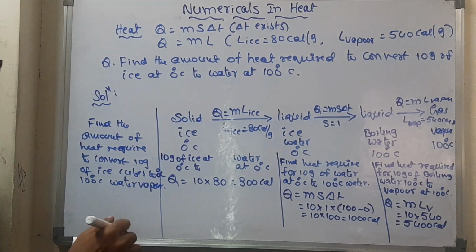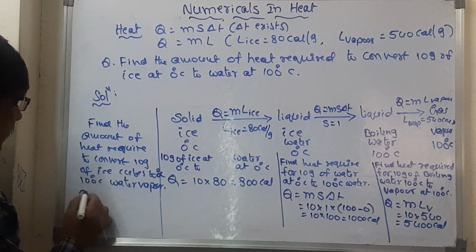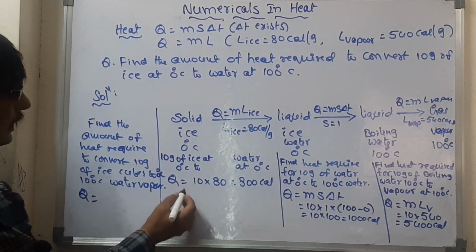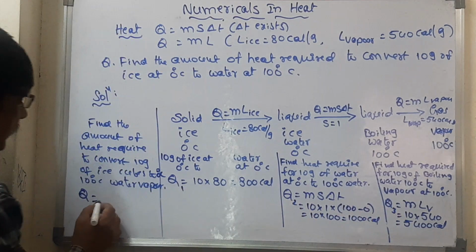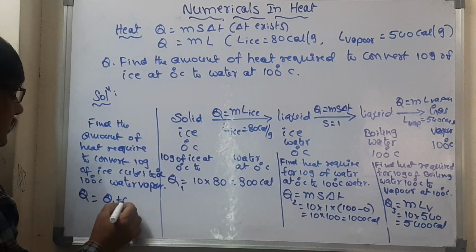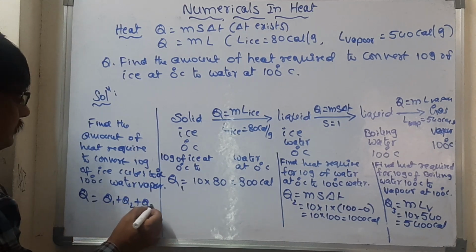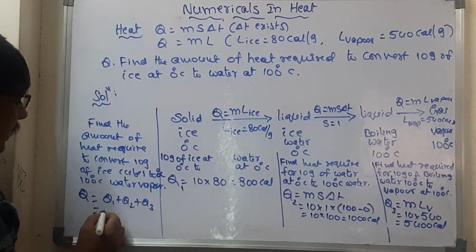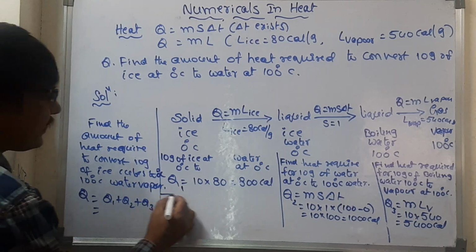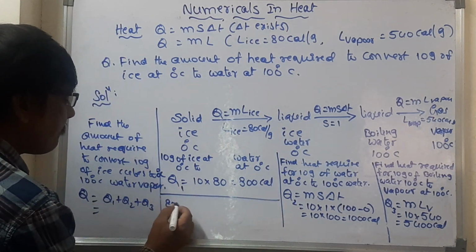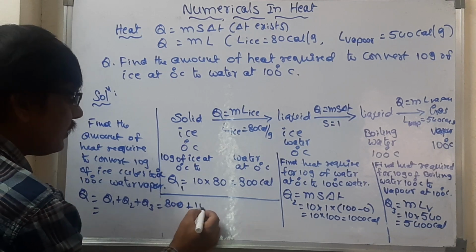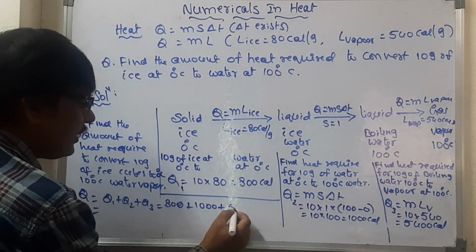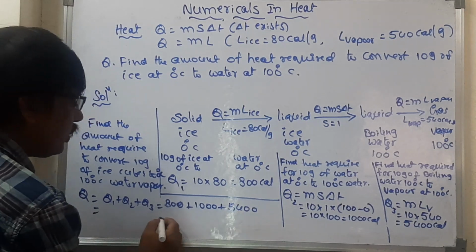So what do you have to do now? These are all formulas. Let us consider this is Q1, this is Q2, and this is Q3. So we can take Q is equal to Q1 plus Q2 plus Q3. So what are the values? I will write here 800 plus 1000 plus 5400. Put together, how much will come?